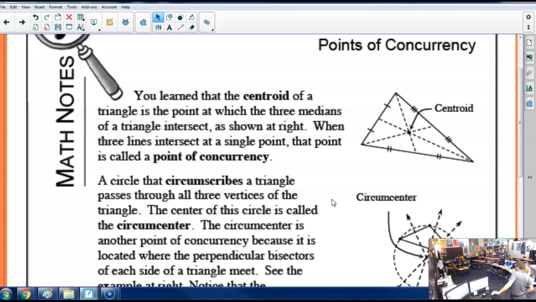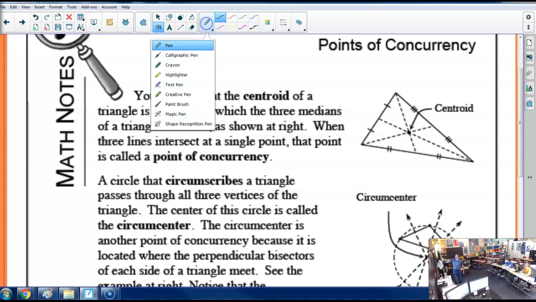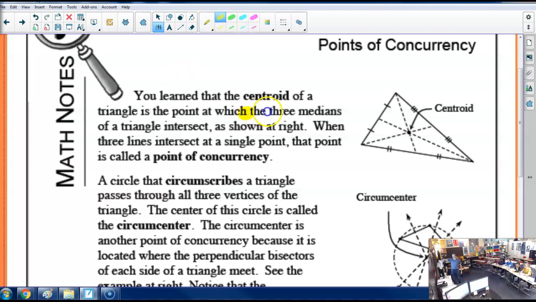The lines coming from the angles, points, and vertex. What do we call those from midpoints and vertexes? Median. Right, it's the middle. The median goes from the vertex to the midpoint of the opposite side.